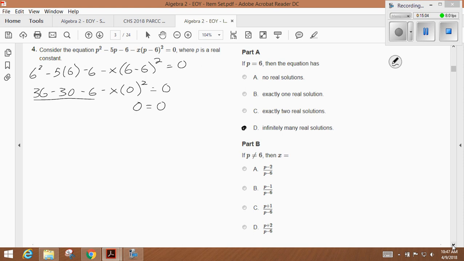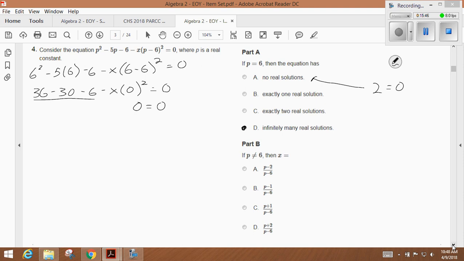If at the end we got something like 2 equals 0, you would choose that one, okay? If you get some number equals the same number, that has infinitely many solutions. And think about it, at this point you can plug any number in for x, and you'll get a true statement. Any number, because you're multiplying it by 0, so it's going to go away no matter what it is.